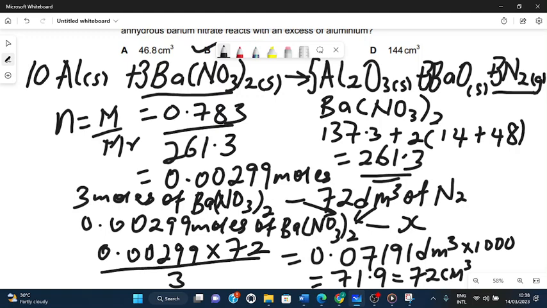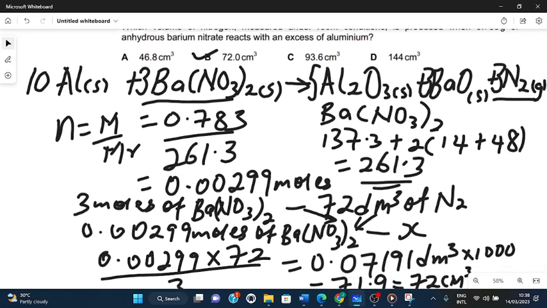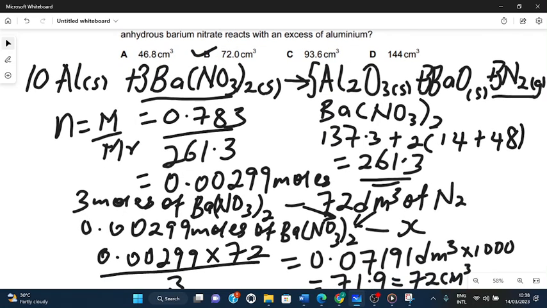So you can see, irrespective of the method, you still arrive at the same answer. So please, I encourage you to solve as many questions as possible. It's as simple as ABC, and I believe we've really done justice to this topic, mole concept.